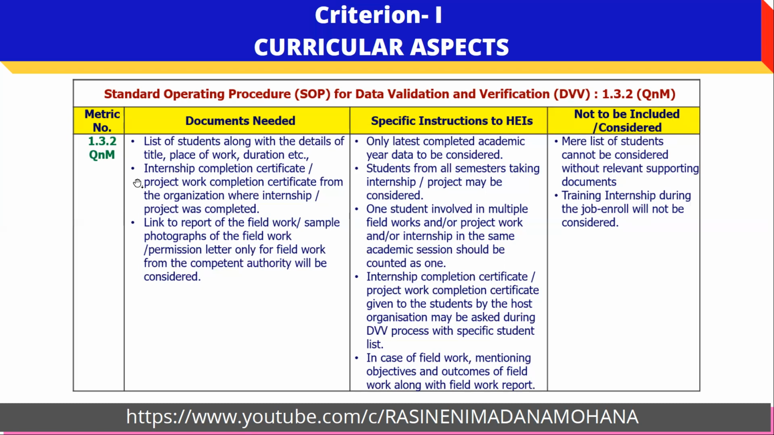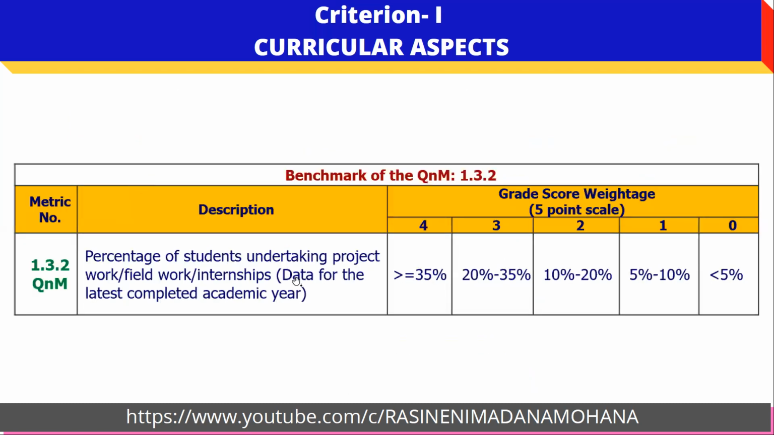Then coming to the benchmark of this metric: the average percentage of students for the latest completed academic year. If it is greater than or equal to 35%, you will get full grade, that is 4. If the average percentage of students is 20 to 35 percent, then only grade 3. Then 10 to 20 percent, grade is 2. Then 5 to 10%, grade is 1. If it is less than 5, grade 0.